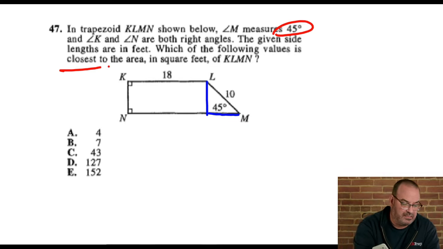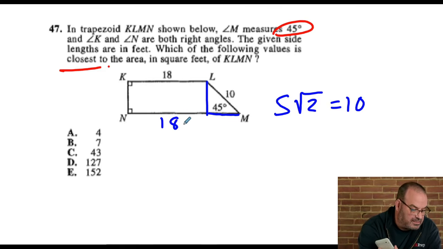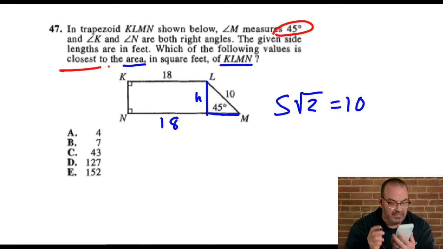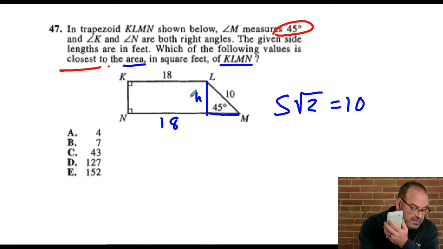This is going back to yesterday. We know that the hypotenuse is side times the square root of 2, and that's equal to 10. So this base is 18. We want to know which of the following values is closest to the area in square feet of KLM. So I need to get this height. Let's take 10 and divide it by the square root of 2, and that equals 7.07. So this is going to be 7 times 7.